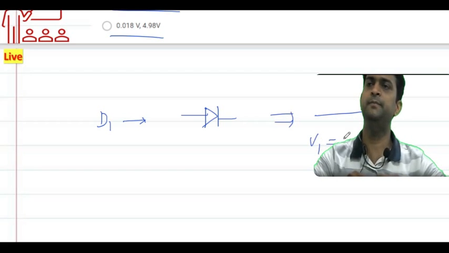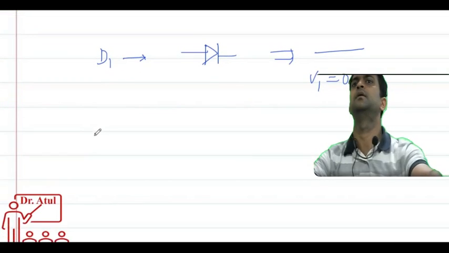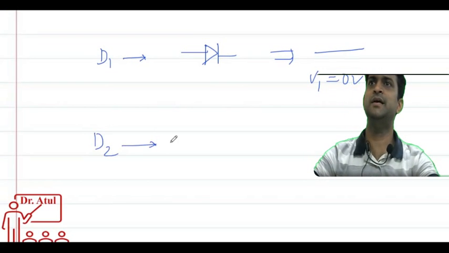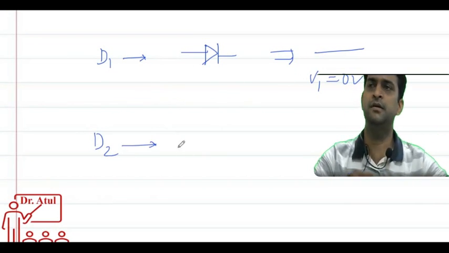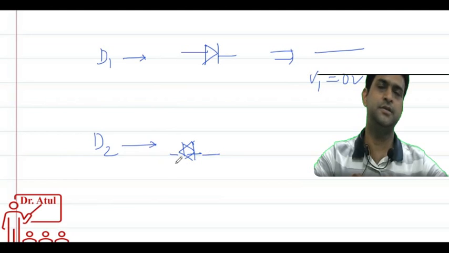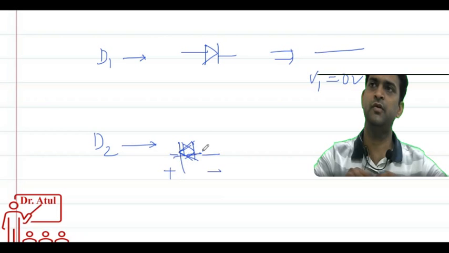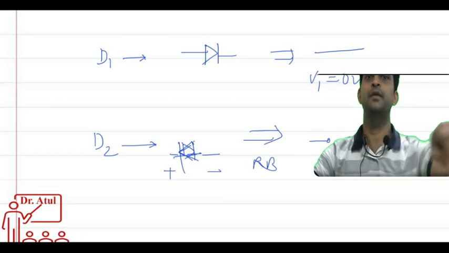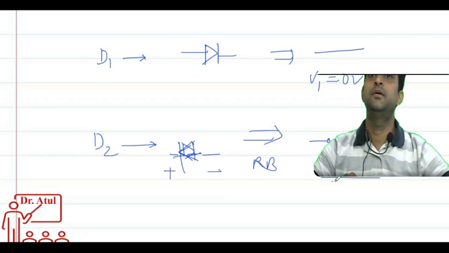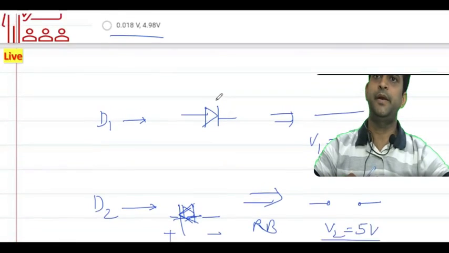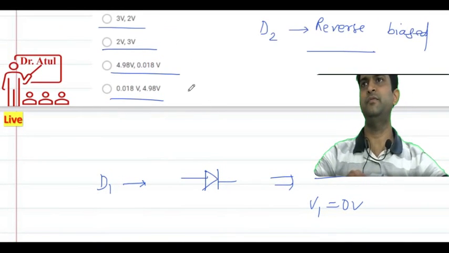So for D1, as it is forward biased, it can be replaced by a short circuit. Therefore V1 is equal to 0 volt. And D2, as it is the reverse biased diode, because the P is connected to negative and N is connected to positive, can be replaced by an open circuit. For an open circuit diode, the voltage will be equal to the voltage applied. Therefore V2 will be equal to 5 volt.